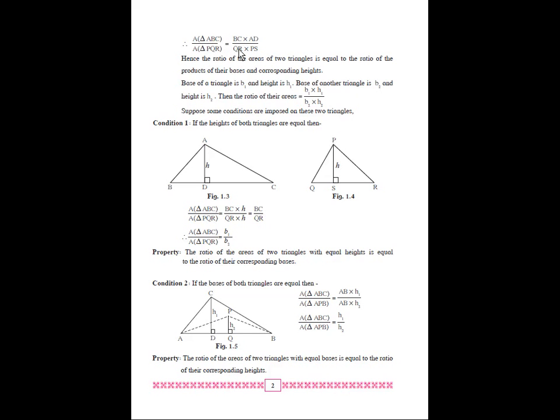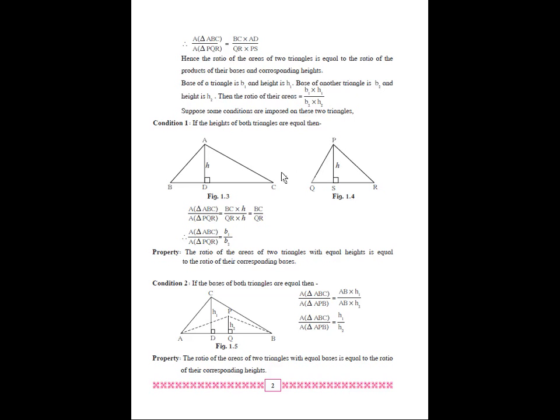We put the values BC equal to B1 and AD equal to H1, that is the base and height, and QR equal to B2 and PS equal to H2, that is the base and height of the second triangle. From this ratio we find different conditions, when the height is equal or when the base is equal. Under that, the first condition is when the heights of both triangles are equal.